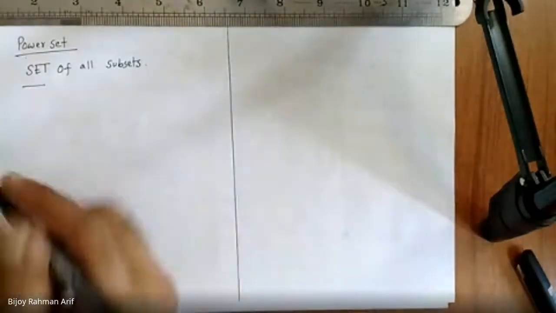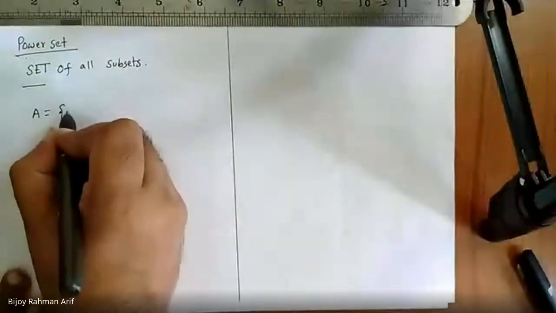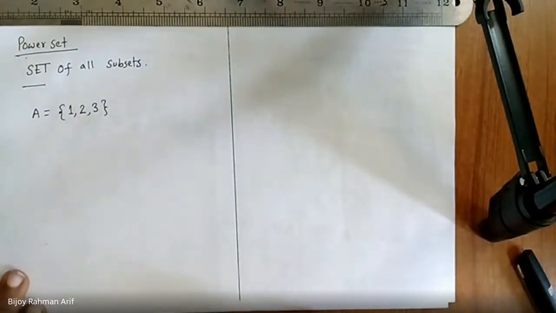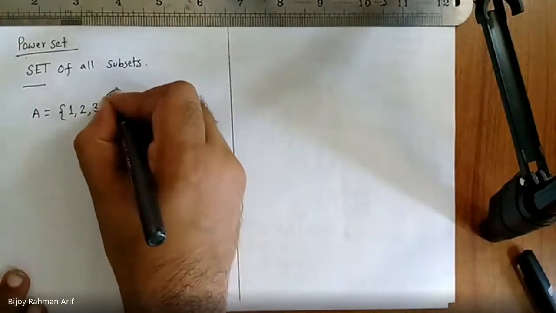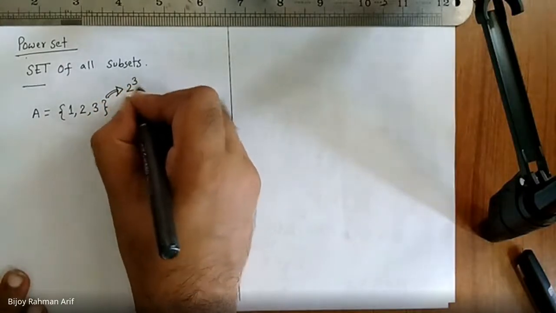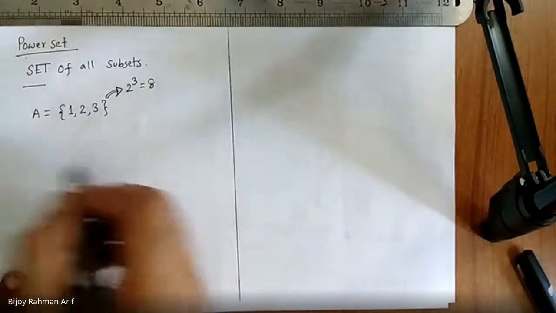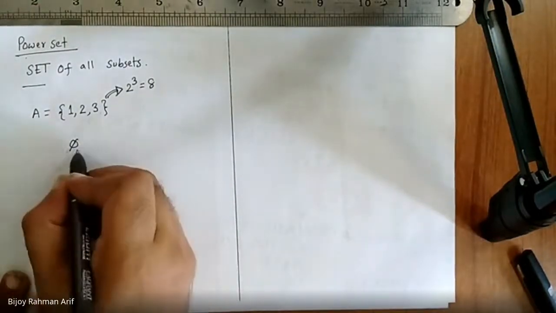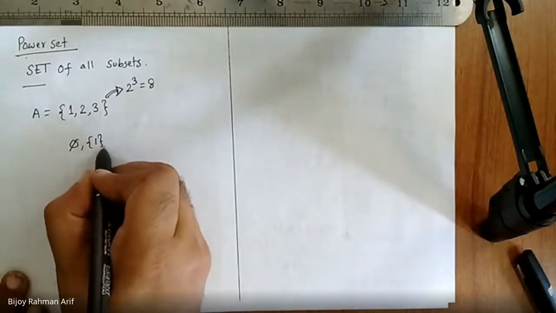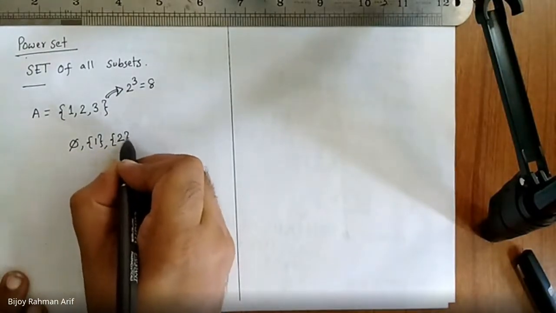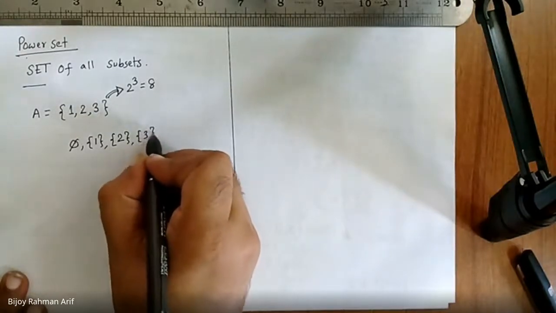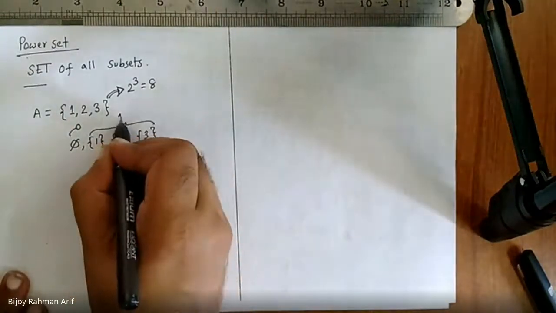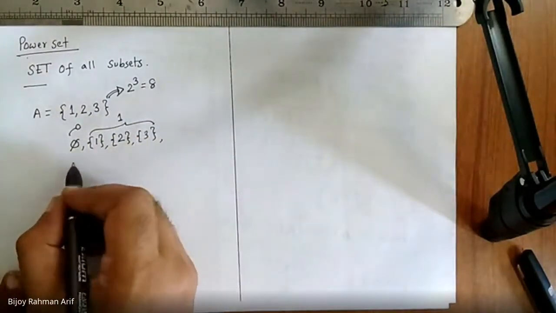So let's take A equal to {1, 2, 3}. How many subsets are possible? 2 to the power 3 equal to 8. So let's list down all the subsets. First one is the null set, or phi. Second one is {1}. Third one is {2}. Fourth one is {3}. So this is the 0 element subset, and these are 1 element subsets. And let's go to the 2 element subsets.